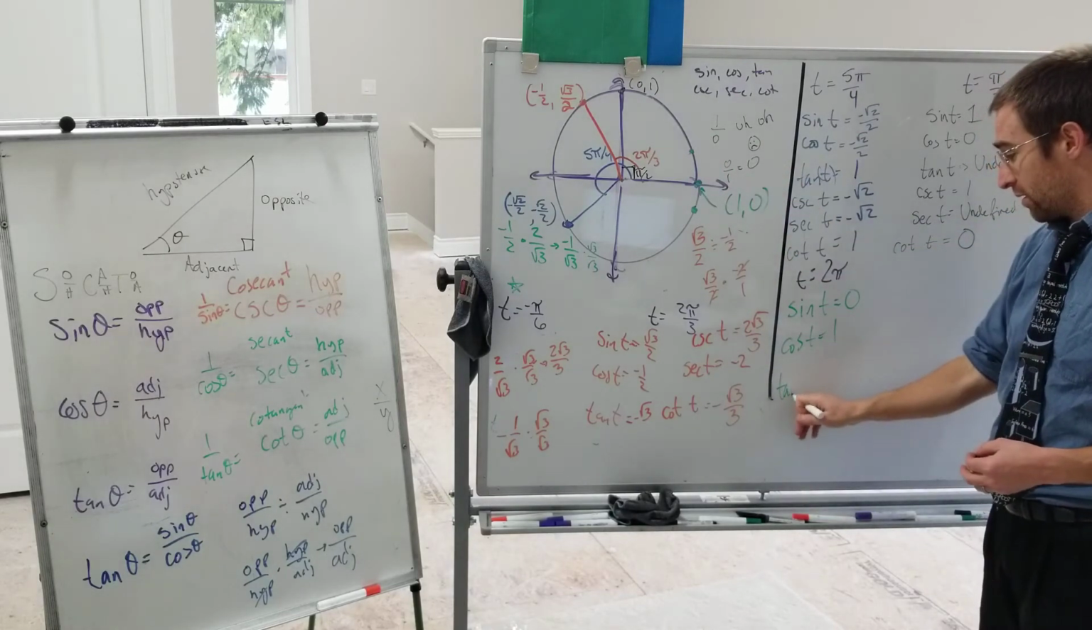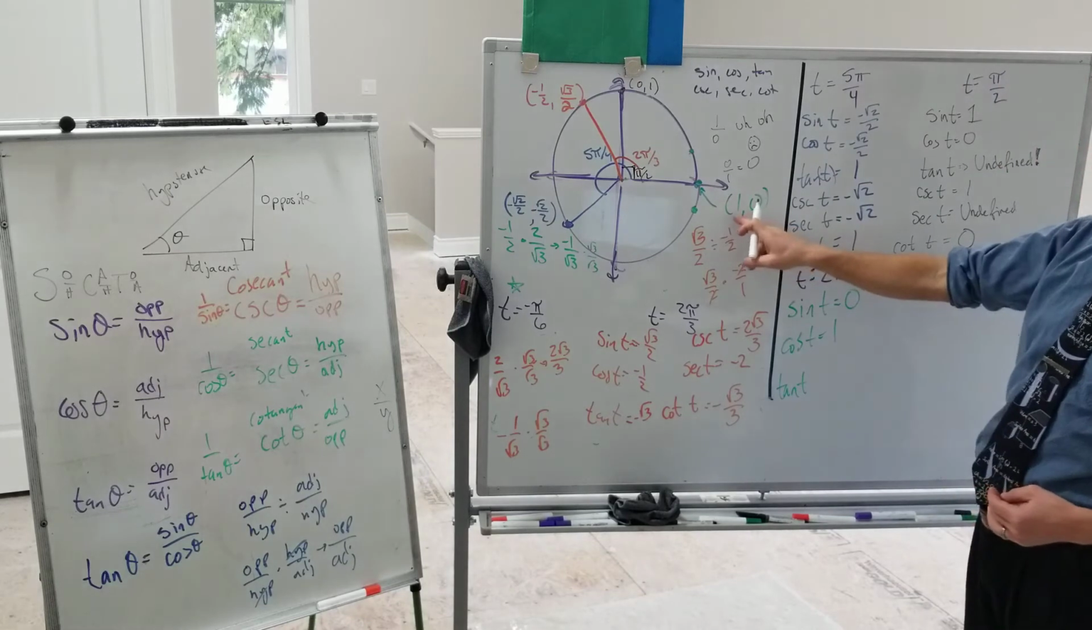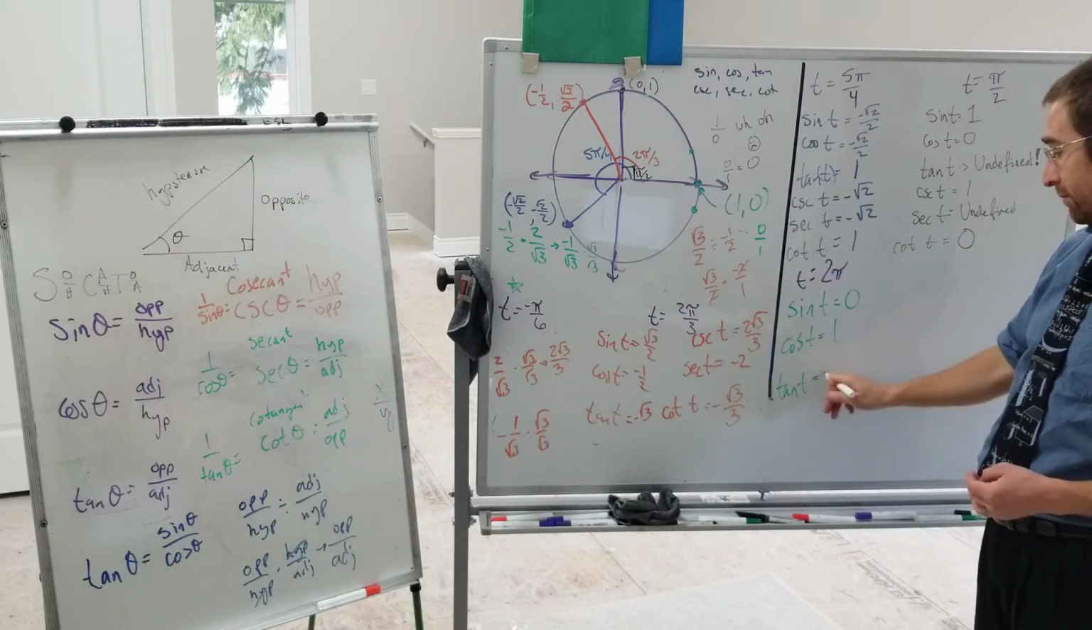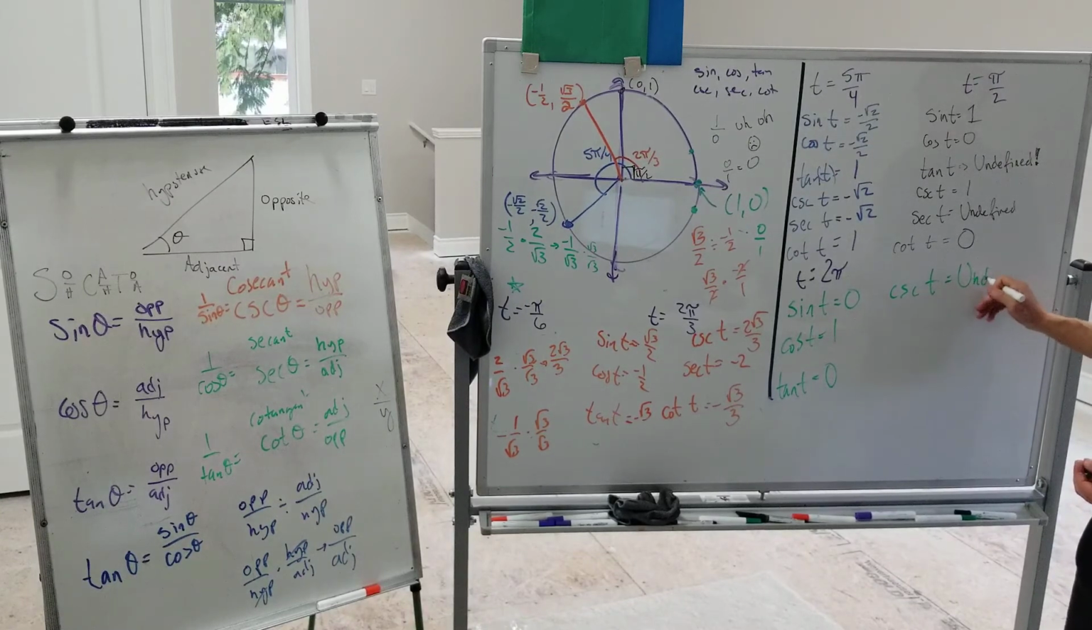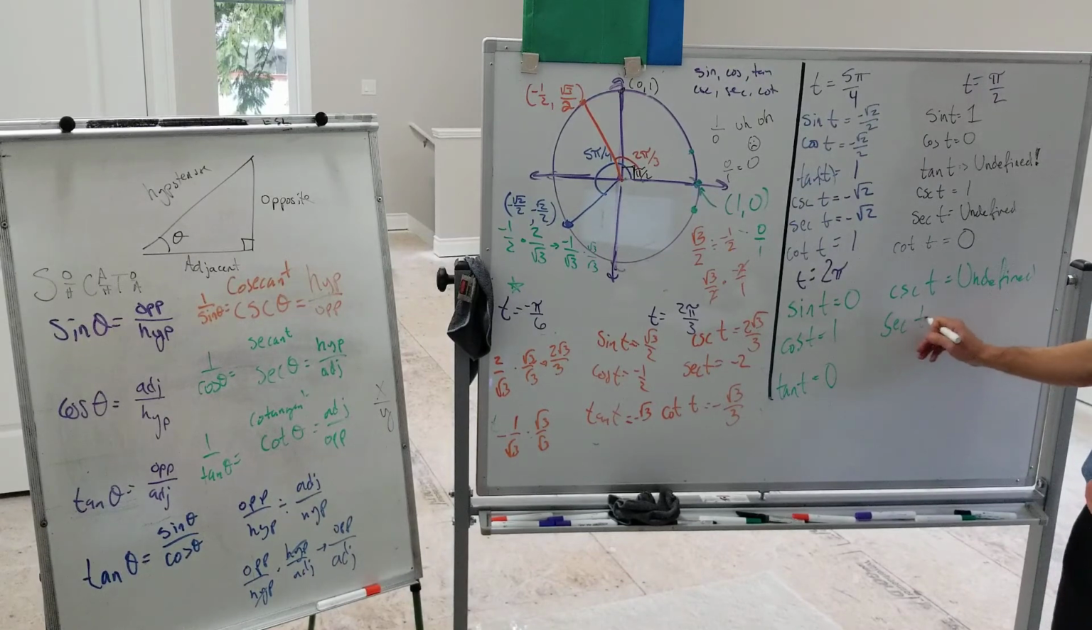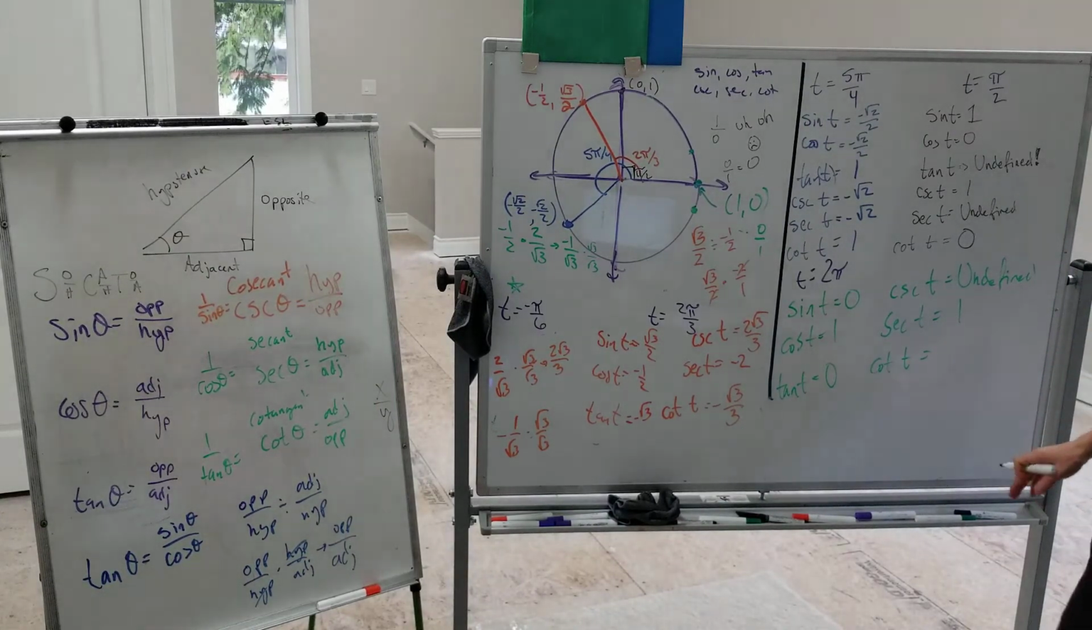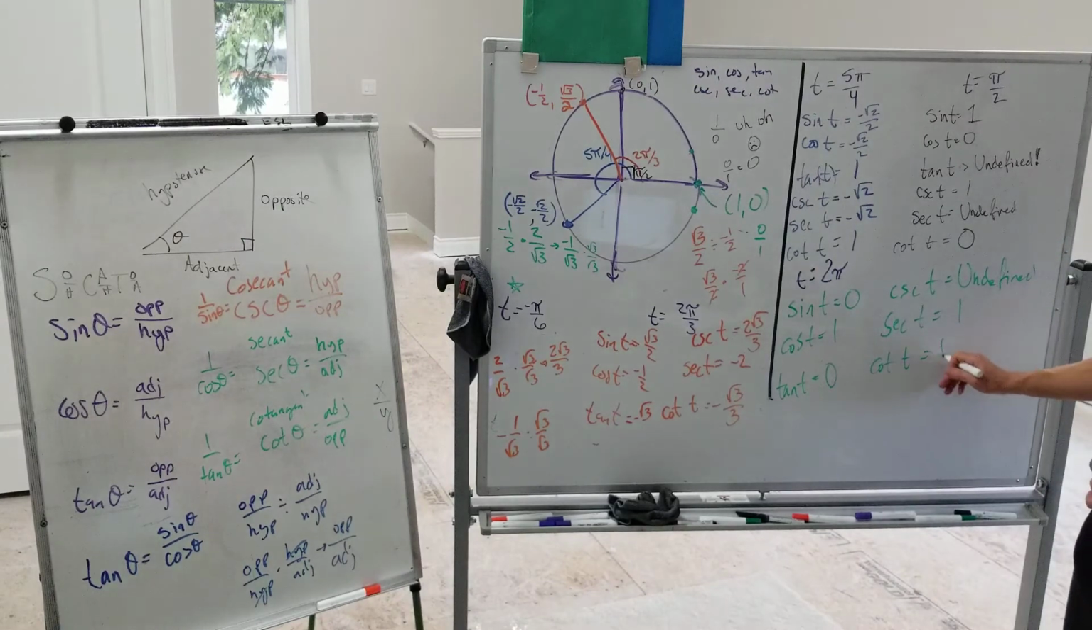The tangent of t is going to be sine divided by cosine, 0 over 1. That's 0. If I want to find my cosecant of t, I'm going to get 1 divided by sine, right? 1 divided by 0 is undefined. The secant of t is 1 divided by the cosine, 1 divided by 1 is 1, and the cotangent of t is 1 divided by the tangent, which is undefined.